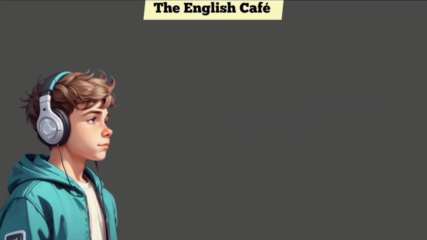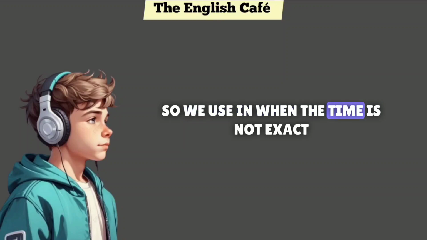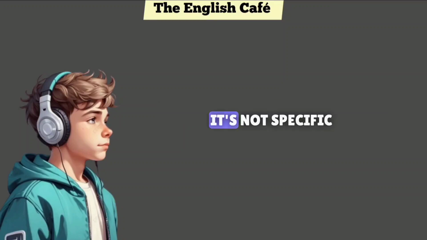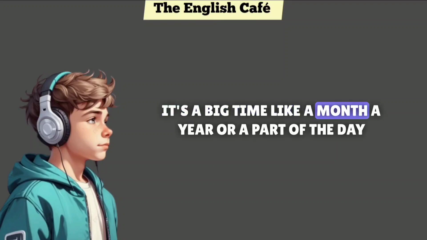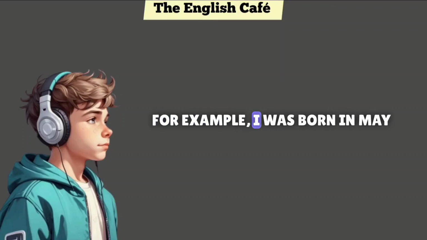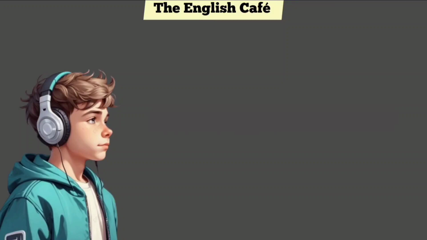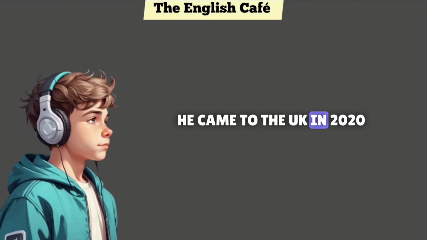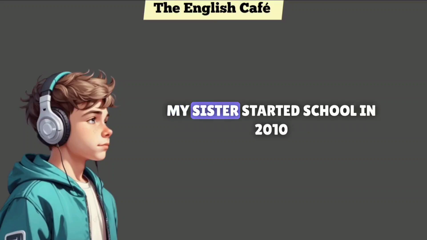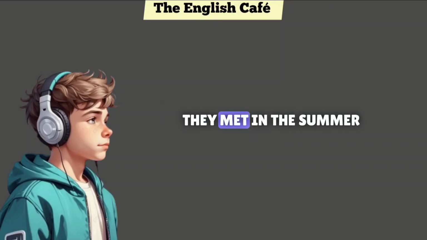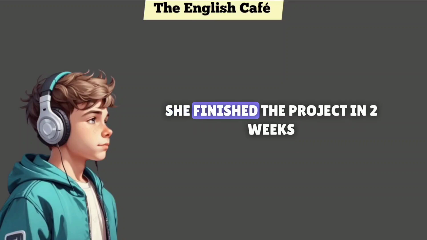All right. So we use in when the time is not exact. It's not specific. It's a big time like a month, a year, or a part of the day. For example, I was born in May. He came to the UK in 2020. My sister started school in 2010. They met in the summer. She finished the project in 2 weeks.